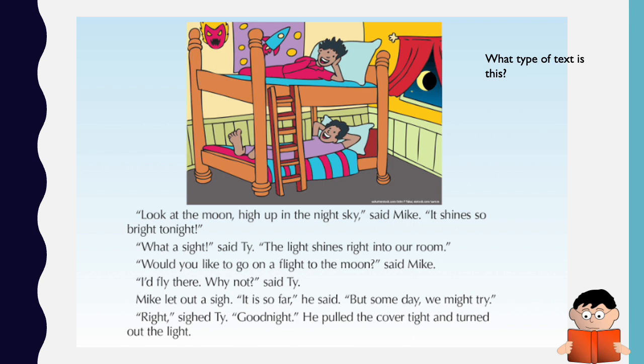So, what type of text is this? Take a moment to look at it. Look at the moon high up in the night sky, said Mike. It shines so bright tonight. What a sight, said Ty. The light shines right into our room. Would you like to go on a flight to the moon? Said Mike. I'd fly there. Why not? Said Ty. Mike let out a sigh. It is so far, he said, but someday we might try. Right, sighed Ty. Good night. He pulled the cover tight and turned out the light.